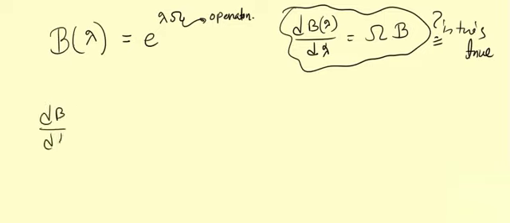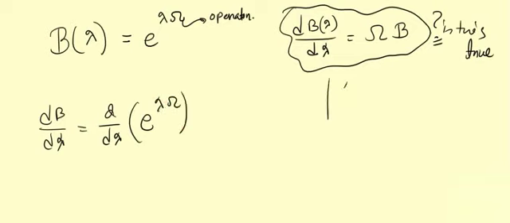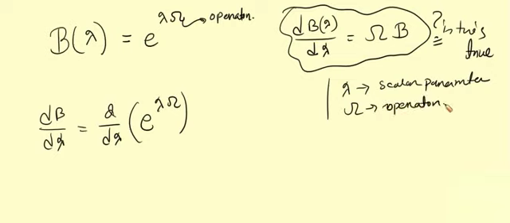write dB by d lambda. Let's write it down. And you have this d/d lambda, and here you will have e to the power lambda omega, right? Okay, let me just again put a side note. Lambda is a scalar parameter and omega is a matrix or an operator, whatever you want to call it. And we want to find this derivative term.